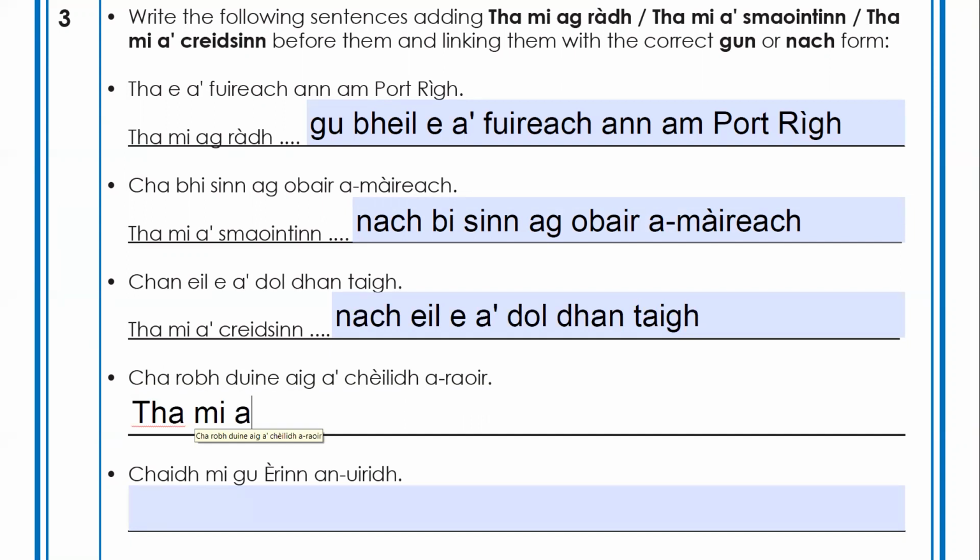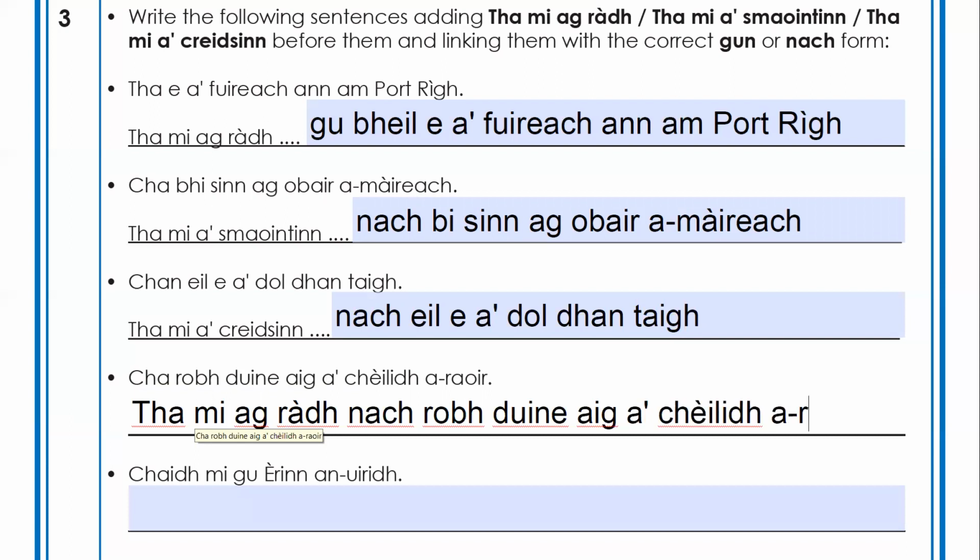Ha mi agra will do because it's shorter. Ha mi agra. Charo, ha mi agra, nach ro, dynja ag chéili raydd. Ha mi agra nach ro dynja ag chéili raydd.